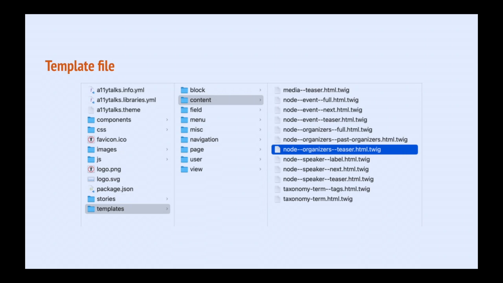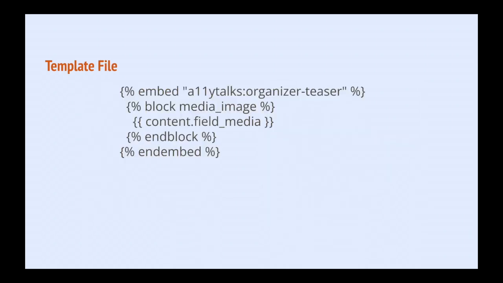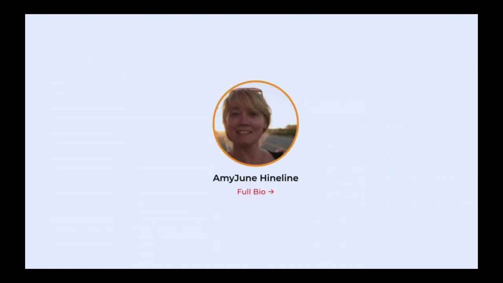And then all you have to do, once you get all that done, in your node template file, you have your node organizers. You have your content type, which is node. You have your organizers, which is the content type itself. And then the fact that it's the teaser display. And all you do in there is embed your component using a block so that you can pass in the content field media, and then it takes all that information from your template file straight into your component and displays it like that, because that's the component I chose to use.